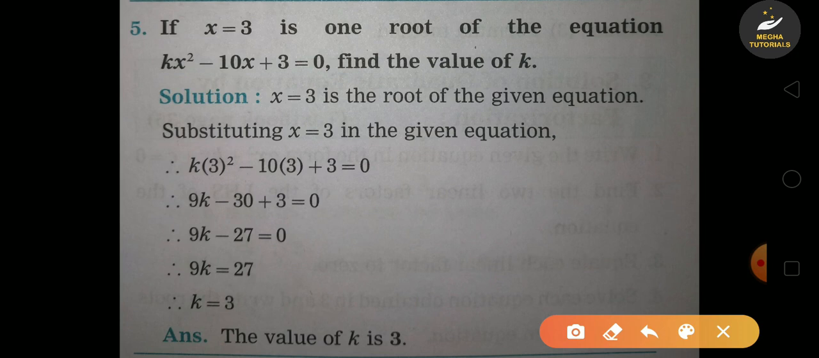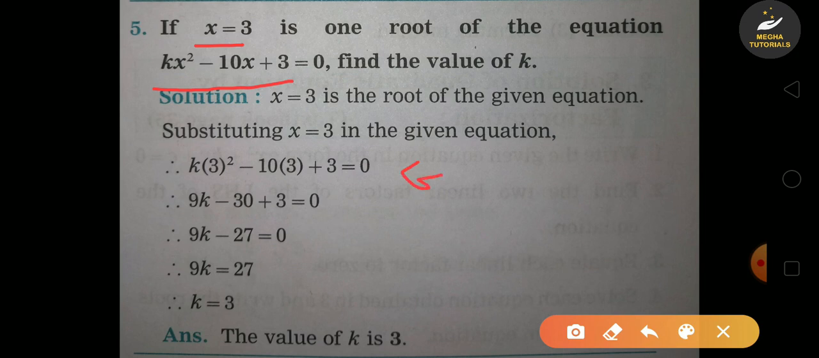Okay. So it is given that x is equal to 3 is one root of the equation. It means if we put the value of x in the equation kx square minus 10x plus 3, then we must get the final answer is equal to 0. It means we can equate this equation with 0, since x is equal to 3 is the root of the given equation. Okay. So we can substitute value of x in the given equation. So k into 3 square minus 10 into 3 plus 3 is equal to 0.